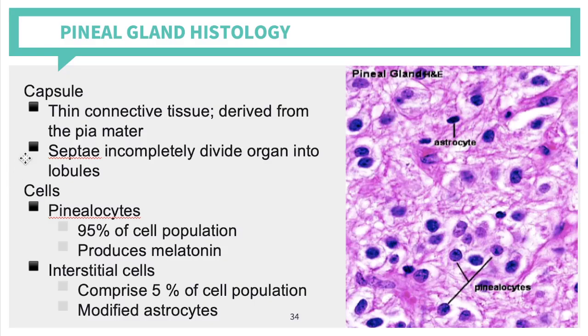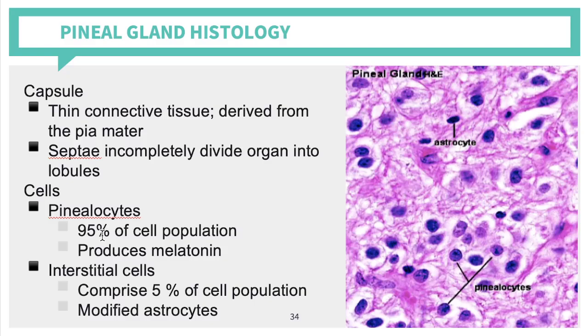Your pineal gland has a capsule. So, the entire pineal gland is covered by your capsule. What is that capsule? It is a thin connective tissue derived from your pia mater. It also has septae, which incompletely divide the organ into lobules. And again, the majority of the cells are pinealocytes, which is 95% of the cell population.